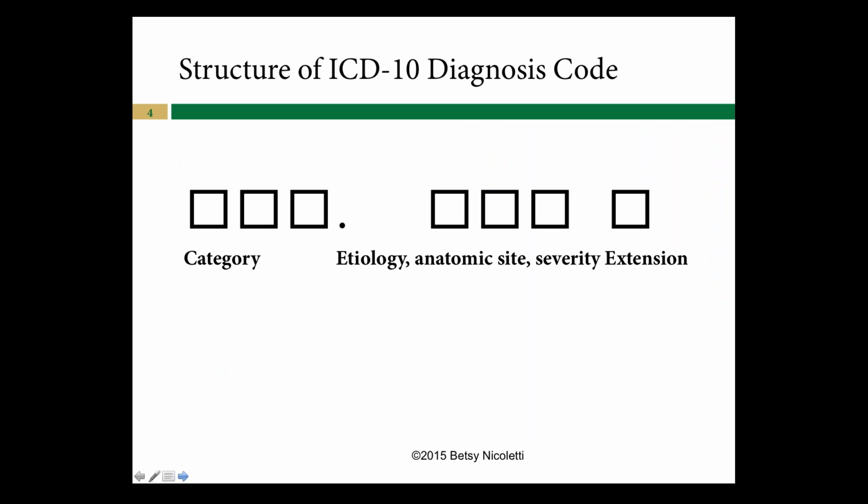So what does an ICD-10 code look like? As many of you know, a complete code could be 3, 4, 5, 6, or 7 characters long. And the characters, the place in the code has meaning. So the first 3 is the category, the 4th is etiology, the 5th anatomic site, the 6th severity, and then there's a 7th character extender in some chapters.